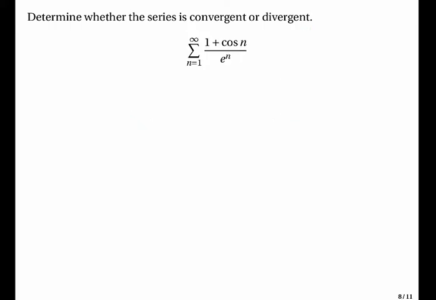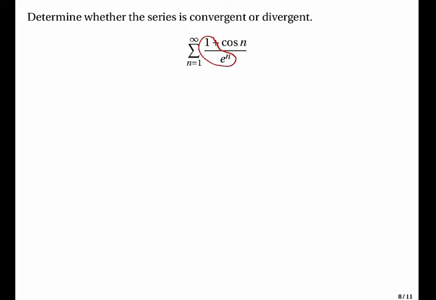For the next problem, we want to determine whether the series from n equals 1 to plus infinity of (1 plus cosine n) over e to the n is convergent or divergent. Now, for this, an obvious series that we can use is the series which involves this guy here. So we will try to compare this series with the series 1 over e to the n.